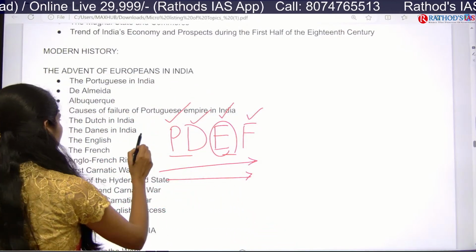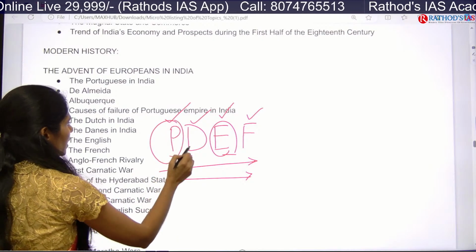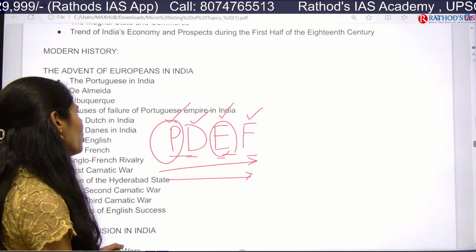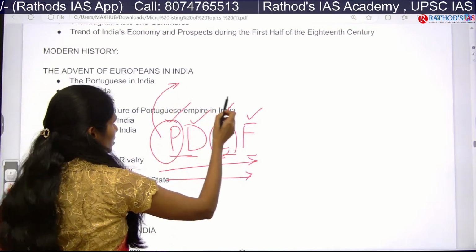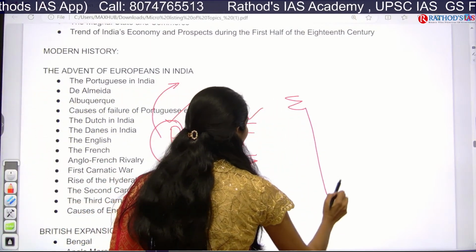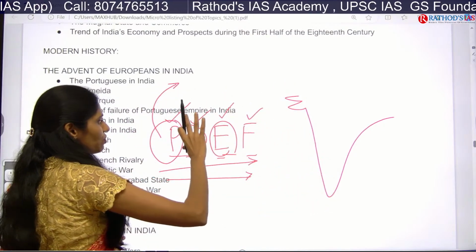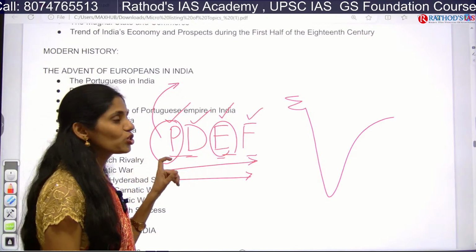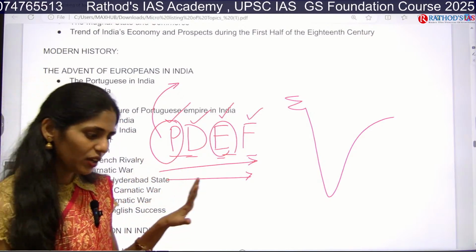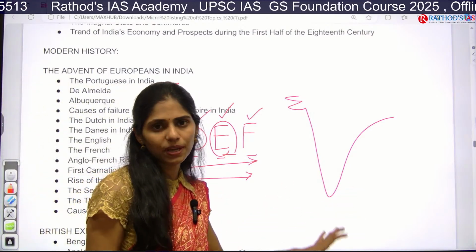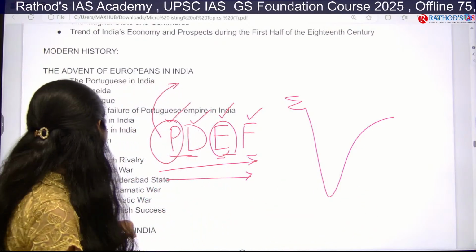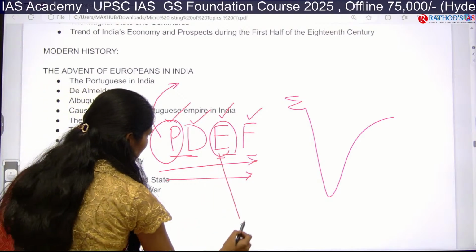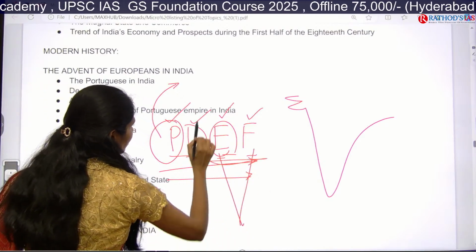Clear? So from the Portuguese, Dutch, English and French, what do you have to learn? You have to learn about locations. You can take a map of India and see where the French colonies, English colonies, Dutch colonies and Portuguese colonies were present, and not only in India but also in nearby areas. Clear? And you have to know about the rivalry between the English and the French.